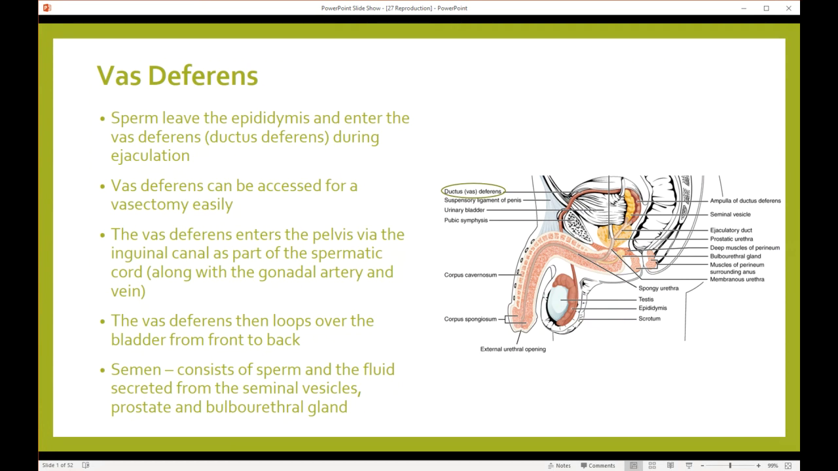Semen is going to consist of sperm and the fluid that's secreted by the seminal vesicles. Here's the seminal vesicle right there. And there is that prostate gland right here. So look, the sperm have to travel from this epididymis through the vas deferens. It's then going to be mixed in with the seminal vesicle fluid, and then it's going to enter into the urethra to be ejaculated. So that sperm has to be mixed in with that fluid from the seminal vesicles, the prostate, and the bulbourethral gland before it's considered official semen.